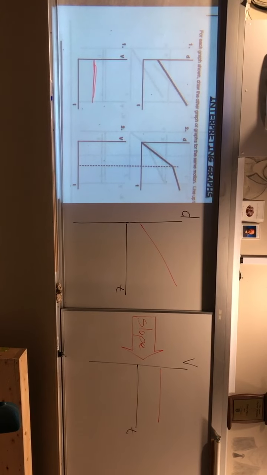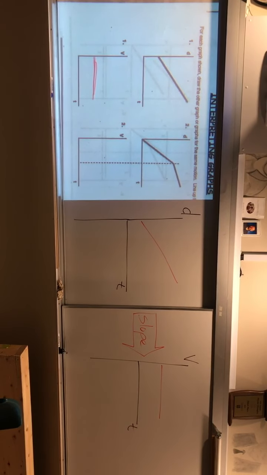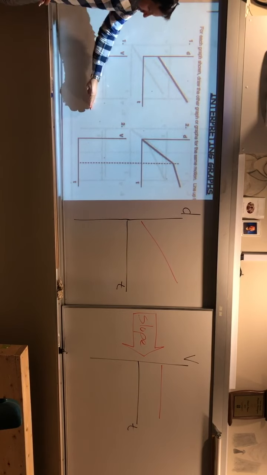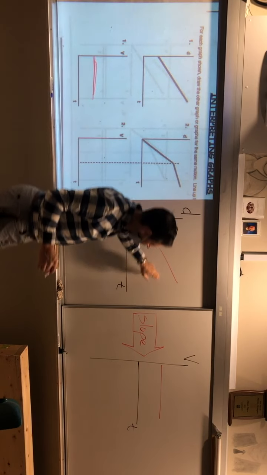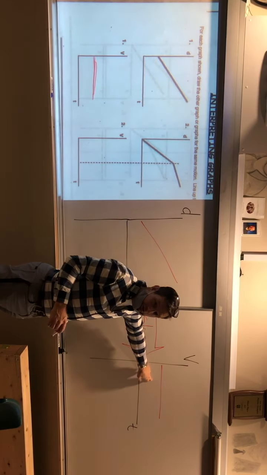Quick recap. If your displacement is going up like this, it's a constant velocity. So velocity is flat, and the slope of this would be the value of this graph.